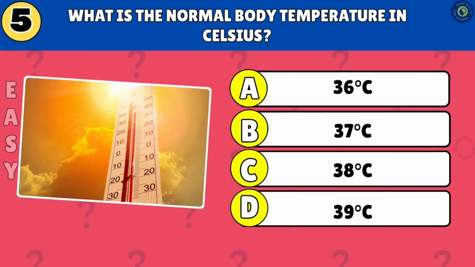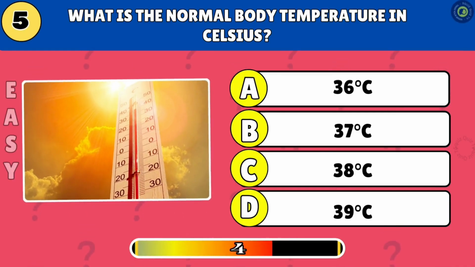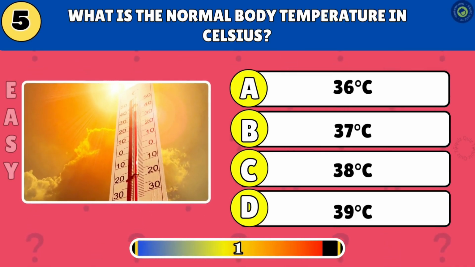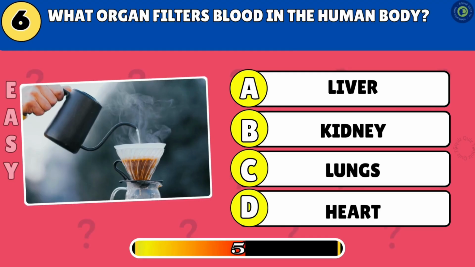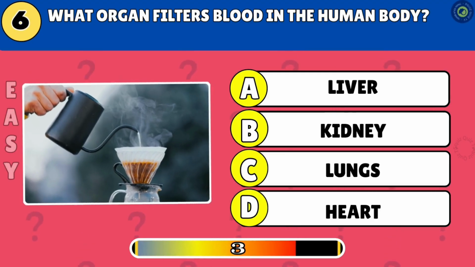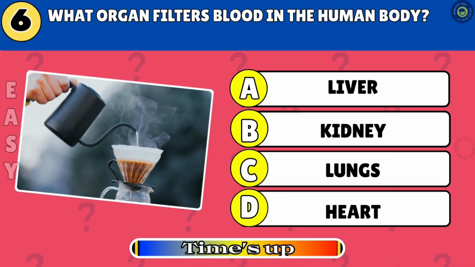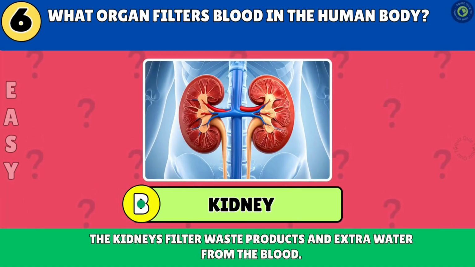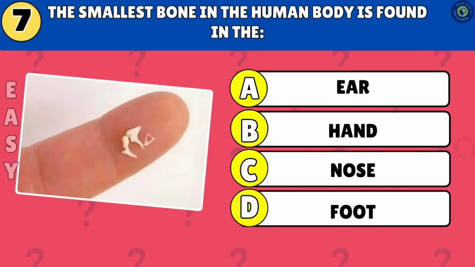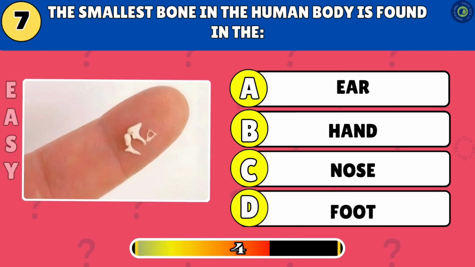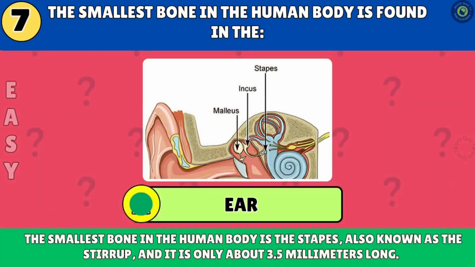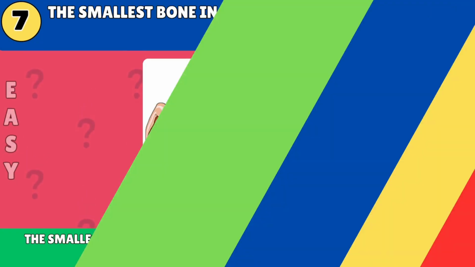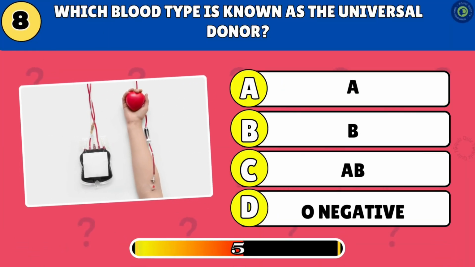What is the normal body temperature in Celsius? What organ filters blood in the human body? The smallest bone in the human body is found in the... Which blood type is known as the universal donor?